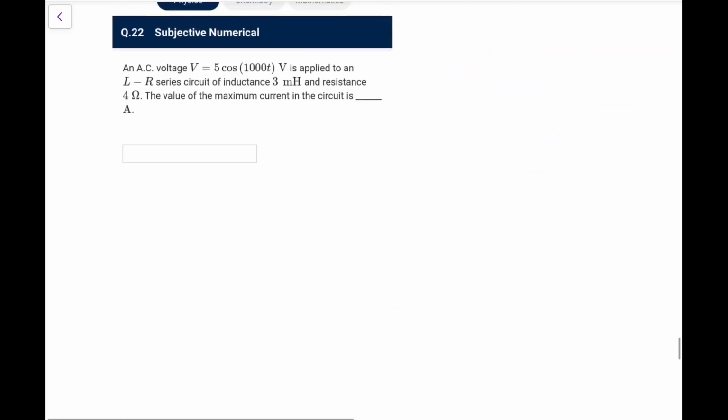Next one, an AC voltage applied to an LR series circuit, find the value of maximum current. So simply find out Z. Z would be the square root of XL square plus R square. XL is 1000 into 3 millihenry. So this is 3 ohms. So 3 square plus 4 square, Z is 5 ohms. So I max would be V max by Z. So it's an easy one for you, 5 by 5. This is one of the easier ones, I think, from the AC chapter you can get.